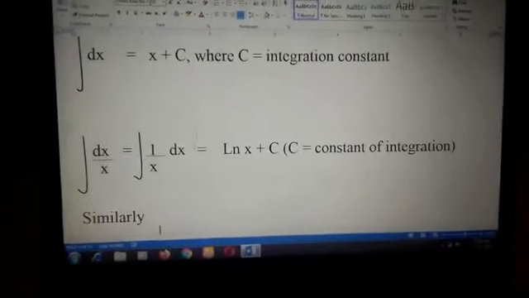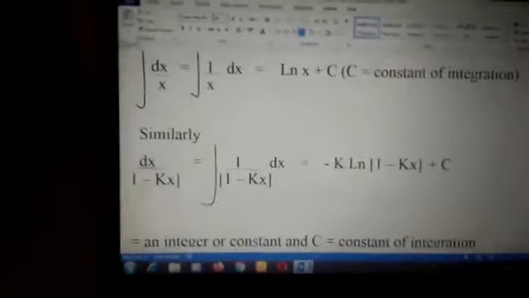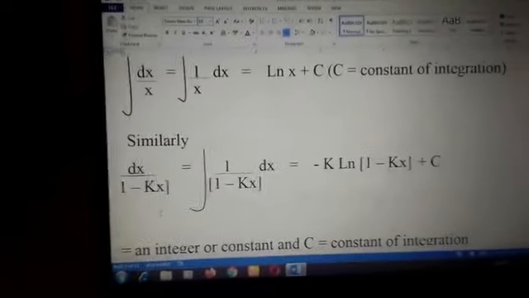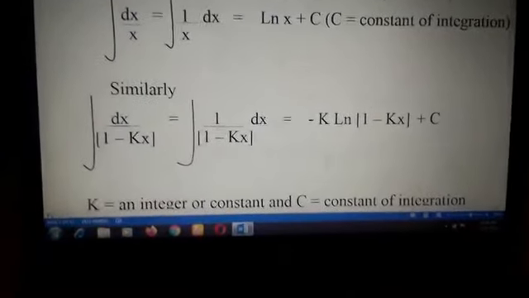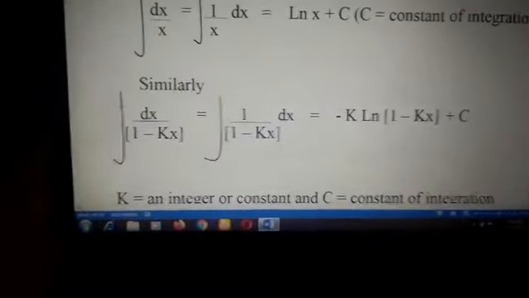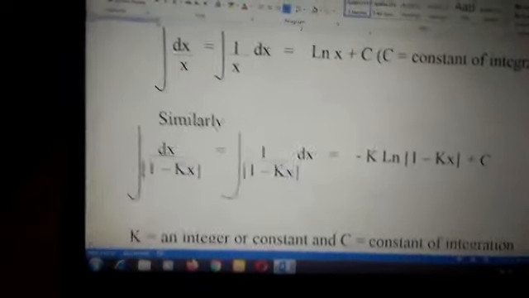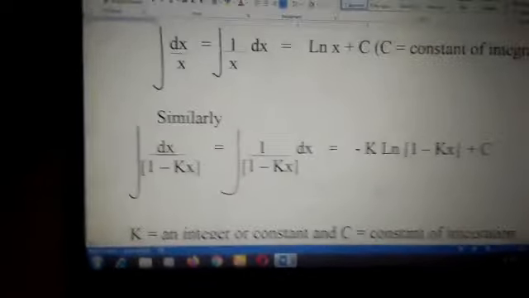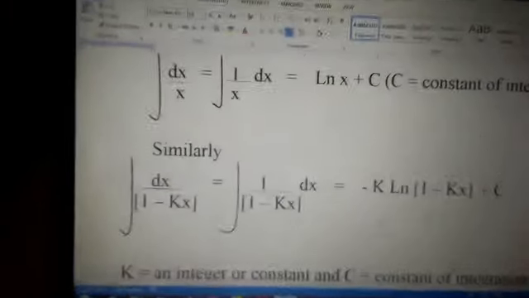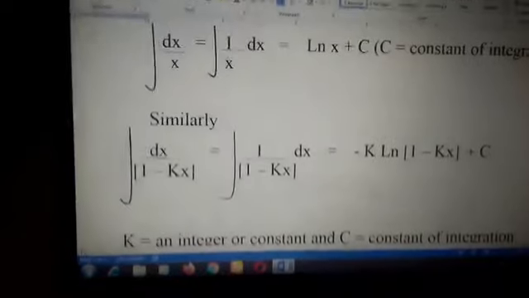Now, having known the standard, if you are now integrating this one, ds all over 1 minus ks, you see that this one is somehow different from the standard one we did above, which is ds over s. But it's just a little bit of modification.